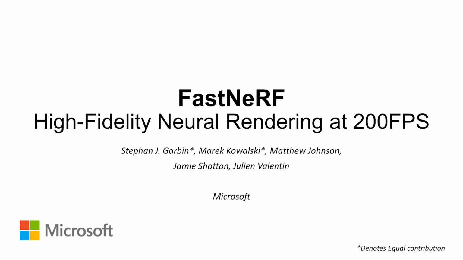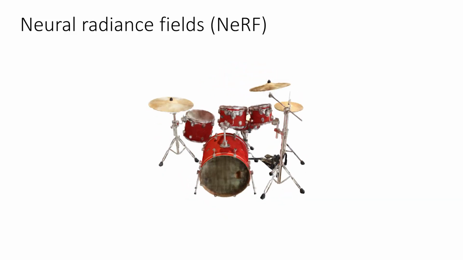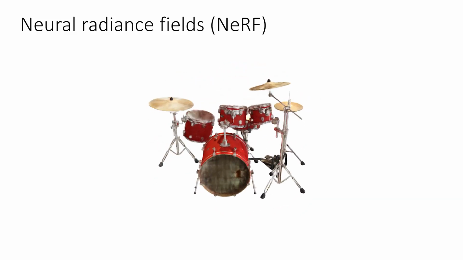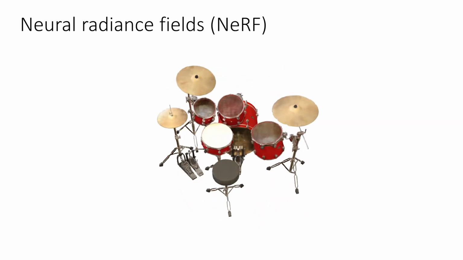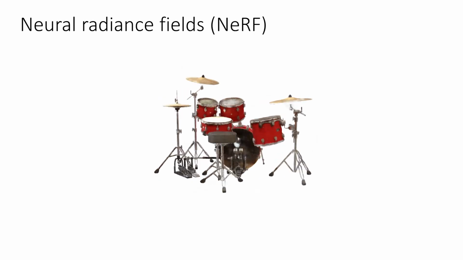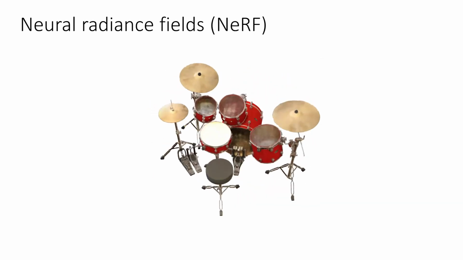We present FastNeRF, a Neural Radiance Fields method capable of rendering high-fidelity content orders of magnitude faster than previous approaches. Neural Radiance Fields, or NeRF for short, is a recent method that allows for capturing a high-quality representation of a 3D scene within the weights of a neural network. This network maps position and direction to color and density, which can be integrated using traditional volume rendering.